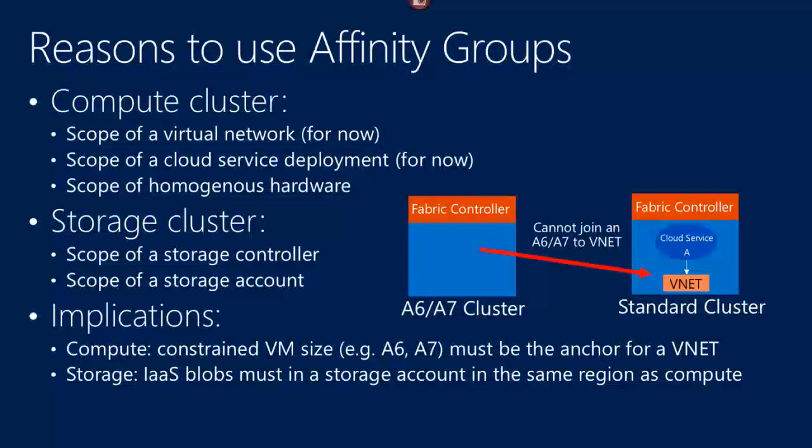So that's a kind of an undocumented tip. You want to be in an A6 or A7 cluster, but don't want an A6 or A7? Deploy an A6 or A7 and then delete it. So I probably shouldn't tell you that. But now the other implication is for storage. The other requirement we've got is that a storage account for an IaaS VM has to be in the same region. It can't be in a different region. So you will be forced to basically put it in the same data center. Otherwise, we'll fail the deployment.